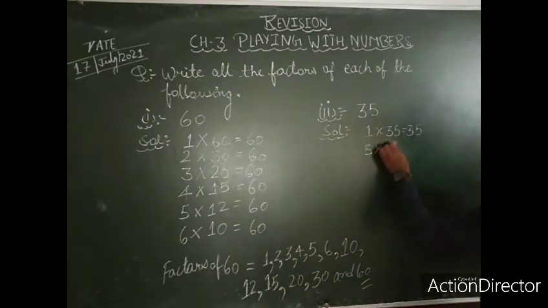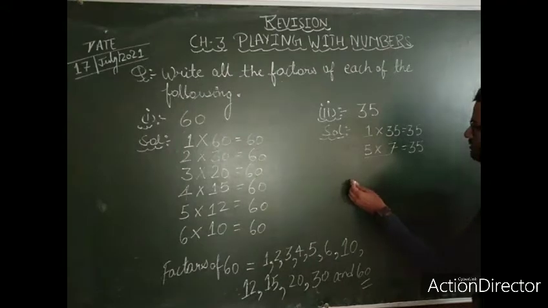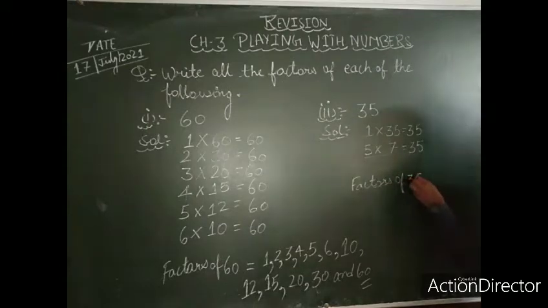5 7s are 35. Not 6 but 7, so here we again repeat these two factors. We write 7 multiplied by 5, 7 5s are 35, then 35 1s are 35. So we do not repeat these factors again and again. So the factors of 35 are 1, 5, 7 and 35.